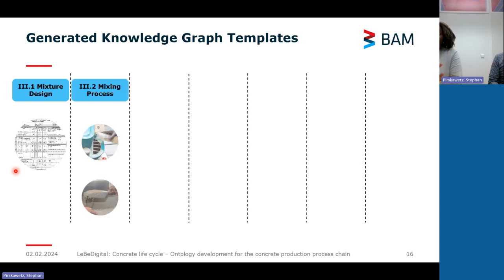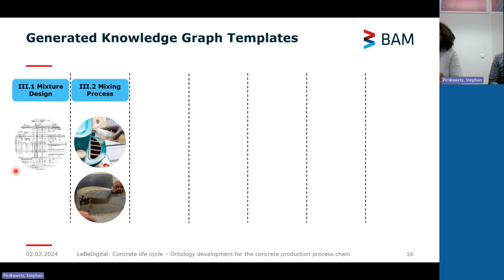The second knowledge graph template we are working on is the mixing process. The mixing process contains information about what we use first, what we put first in the mixture. Do we put water first, or do we put cement first? And for example, how long do we mix in the first step, the second step, and so on. And these are based on the norms.